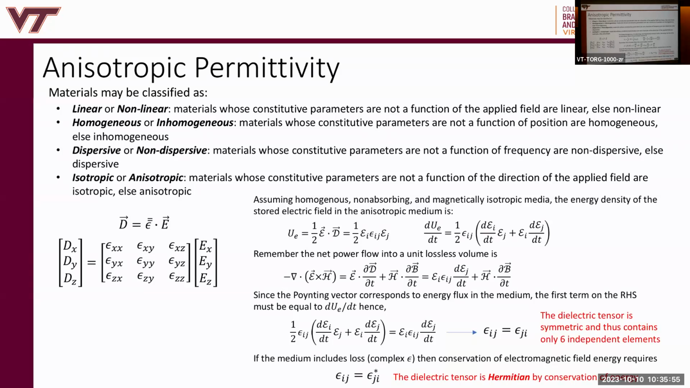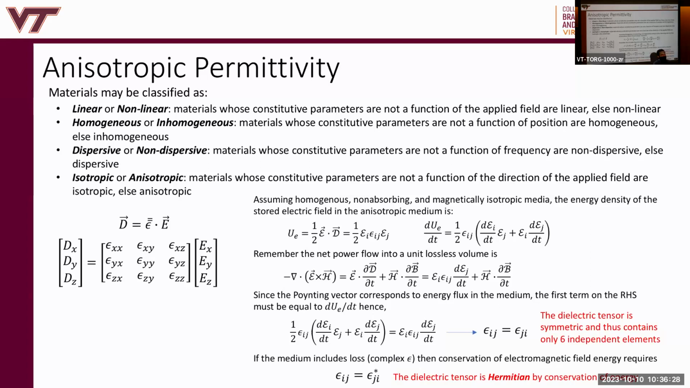Okay, so this equation should make sense. Since the pointing vector corresponds to energy flux in the medium, the first term on the right-hand side must be equal to dUE dt, right? We already saw that. This term is epsilon 1 Eij dEj, that is the derivative. It's this expression, right? du dt. E cross H is the rate of change of flux. Okay, so divergence E cross H, right? Just what I was saying.